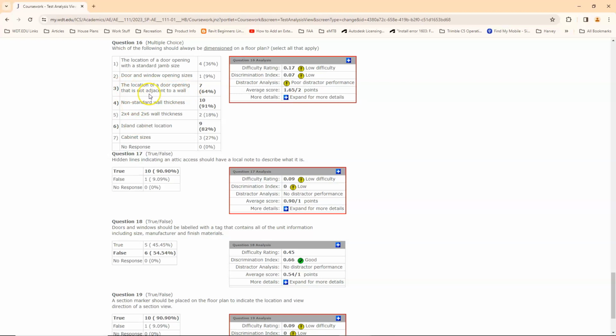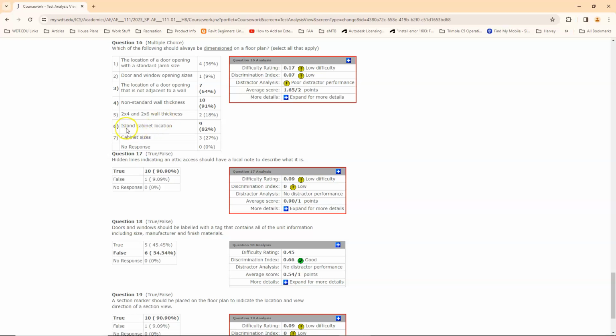The location of a door opening that is not adjacent to a wall, so it's just sort of floating in the middle of the wall. We need to know where that is. Number 4, non-standard wall thicknesses. So again, that note might not necessarily have to be a dimension, but certainly a note with the dimension in it. We need to indicate that.